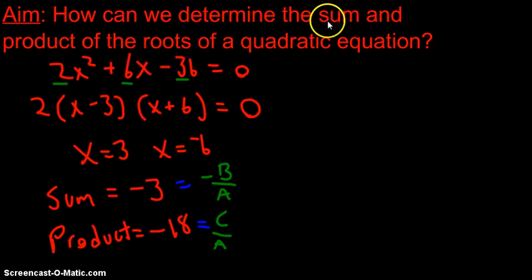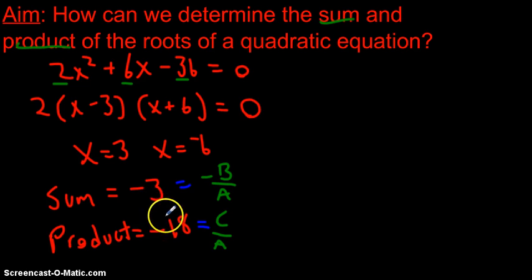We're going to be looking at the sum and product of the roots. Alright, so the sum and the product of the roots. That means if we factor and solve for the roots, in this case we get 3 and negative 6. So the sum of the roots, 3 plus negative 6, is negative 3. And the product of the roots, 3 times negative 6, is negative 18.